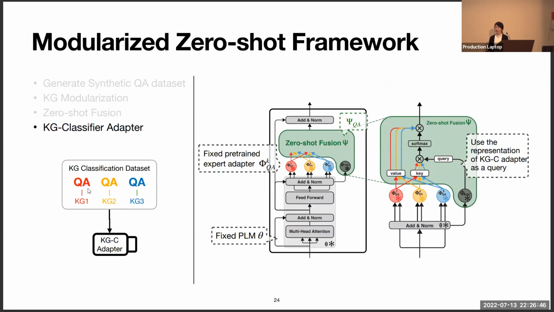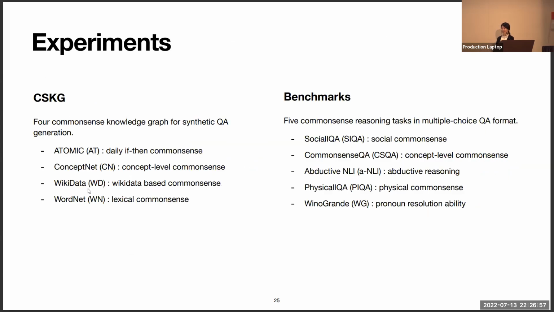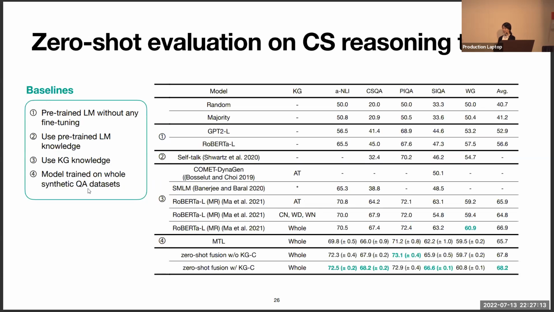So after training with the data set, we add the KG classifier adapter into the fusion layer, and we use the representation of it as a query. So from now, I will explain about our experiments. We used 4 kinds of commonsense knowledge graph, and we conduct zero-shot evaluation for 5 commonsense reasoning benchmarks.